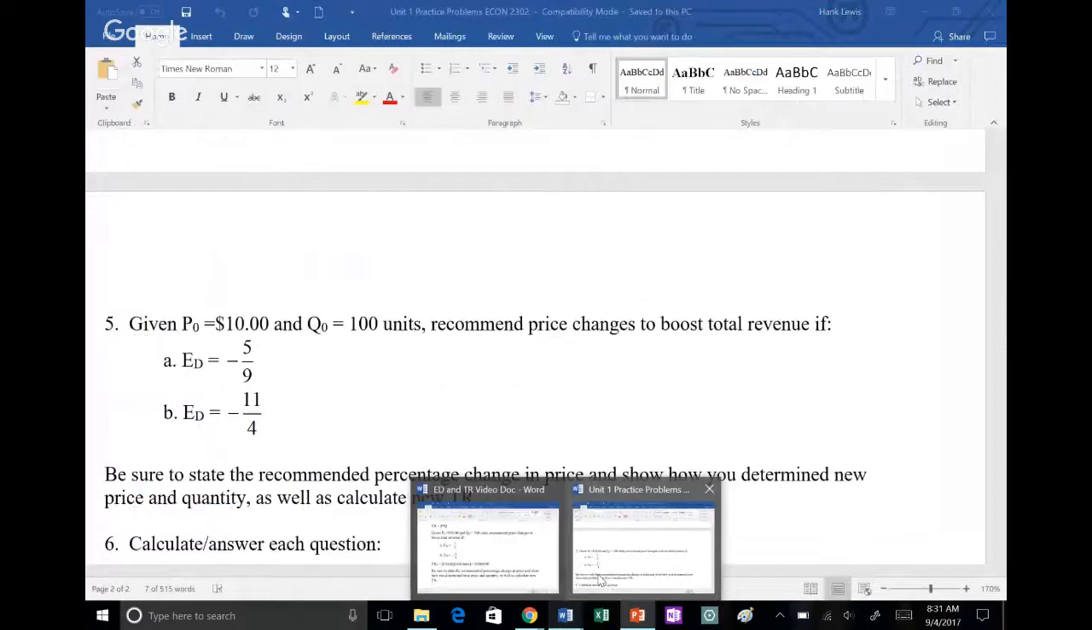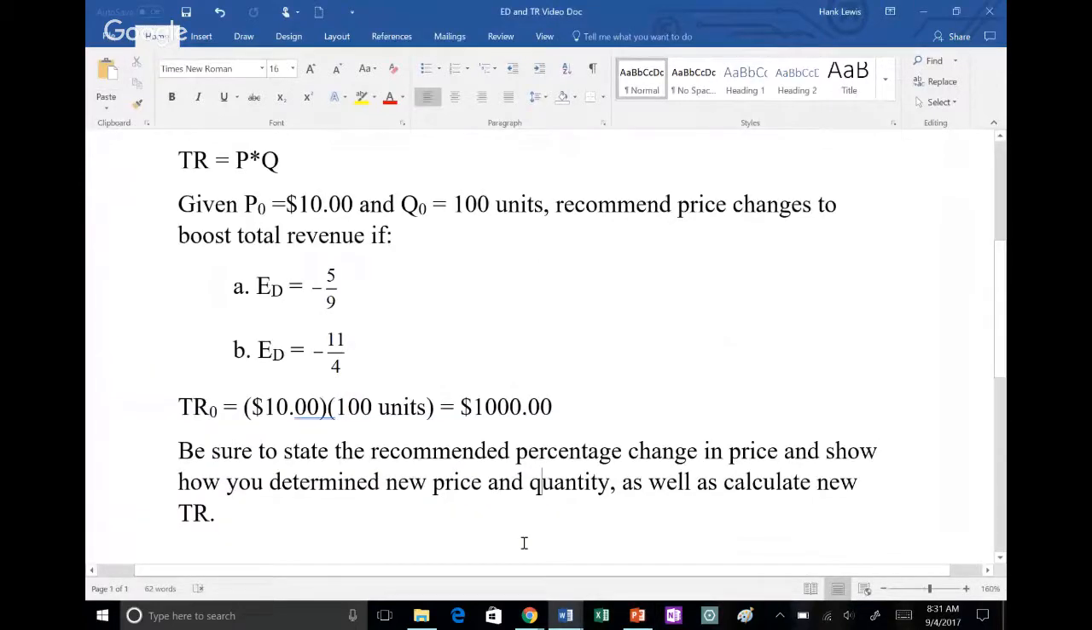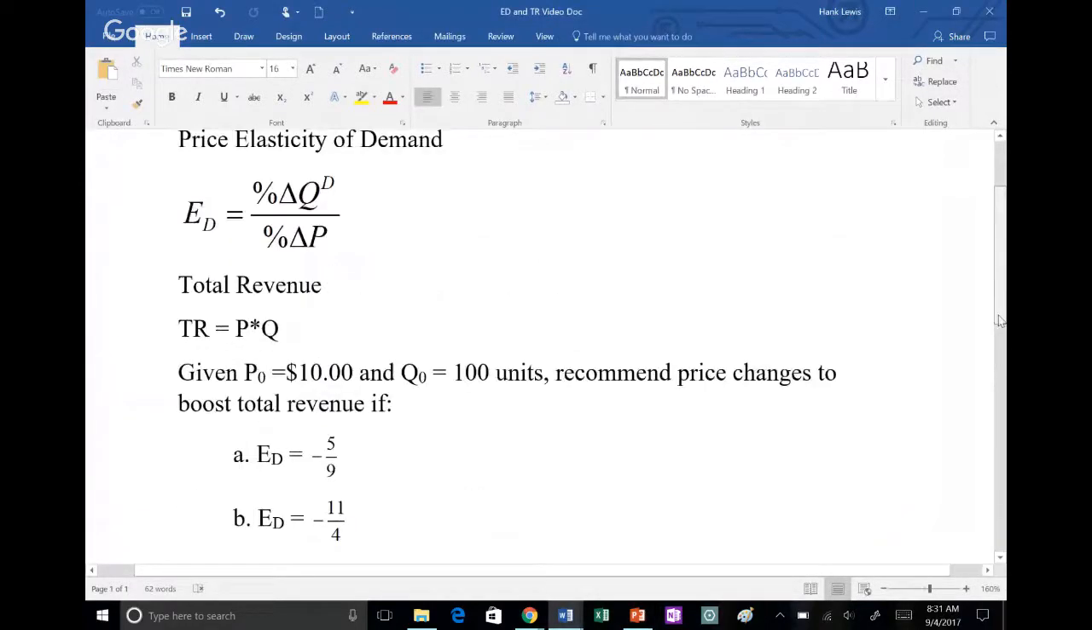So let's go back to our problem over here. Now, the second thing we have to do is figure out what percentage we have to change the price by. And here's a little reminder, our point elasticity formula for E sub D. Negative is because one goes up, the other goes down. We're raising price because demand is price inelastic by, what's the denominator? 9. So we're going to raise the price by 9%. And if price goes up 9%, the quantity demanded, the quantity sold, will drop by what percentage? What's in the numerator? 5%.